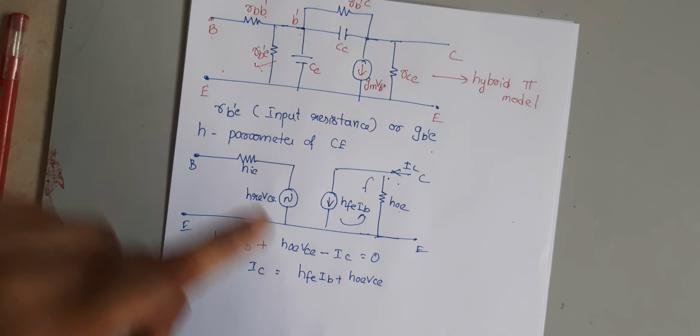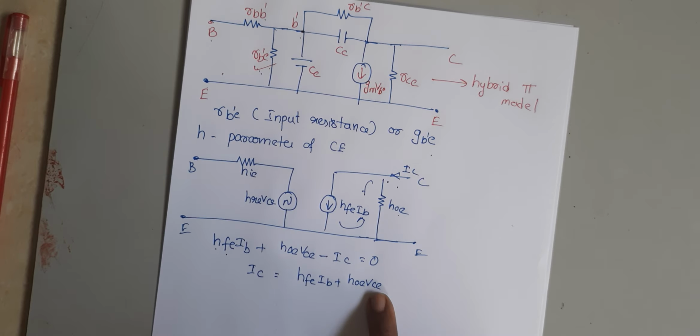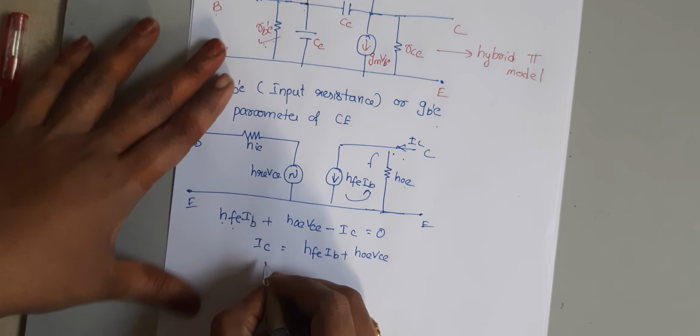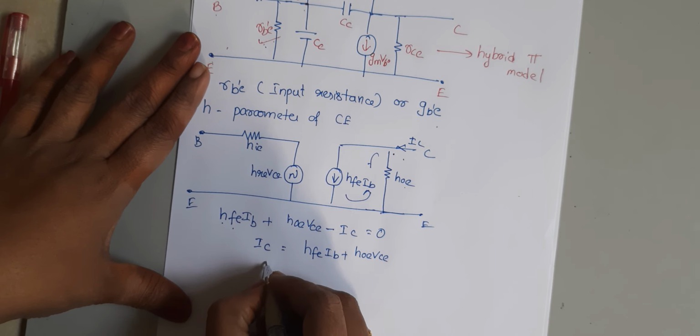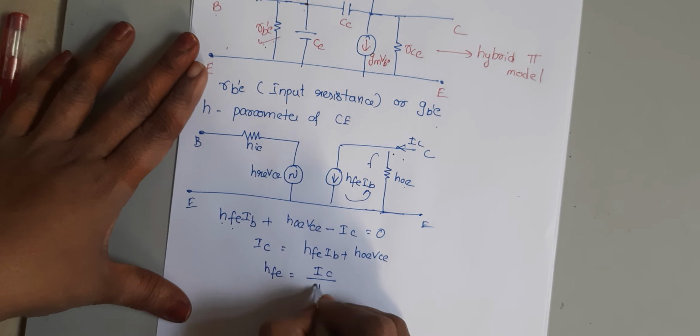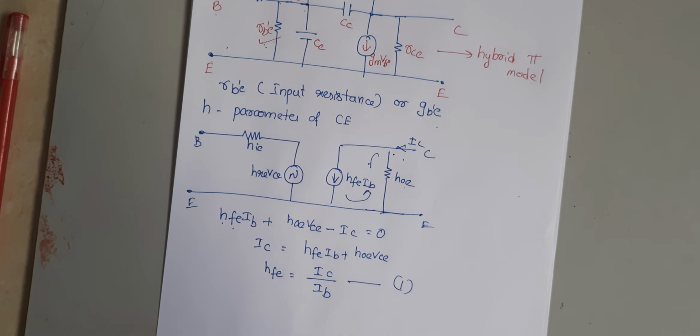Making VCE equal to 0, the output is short circuited, and the short circuit current gain can be written as HFE is equal to IC by IB. This is equation 1. Next.